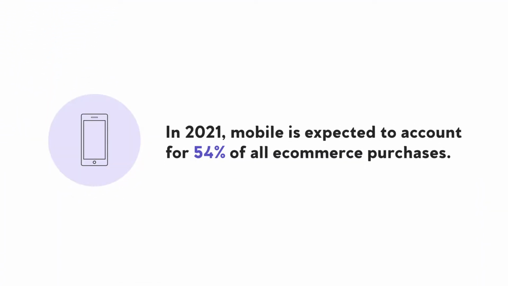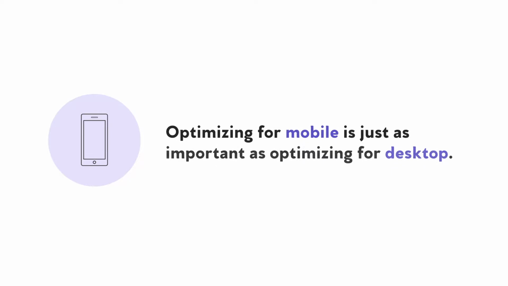In 2021, mobile is expected to account for 54% of all e-commerce purchases. More than ever, consumers browsing content and purchasing products are doing so using mobile formats. In planning for the future, optimizing for mobile is just as important as optimizing for desktop.